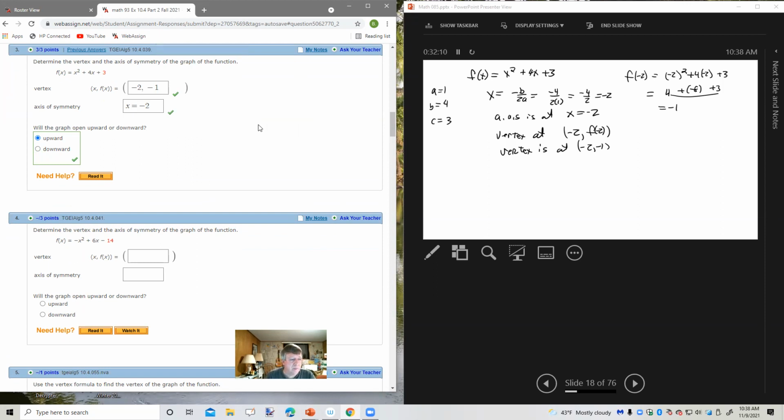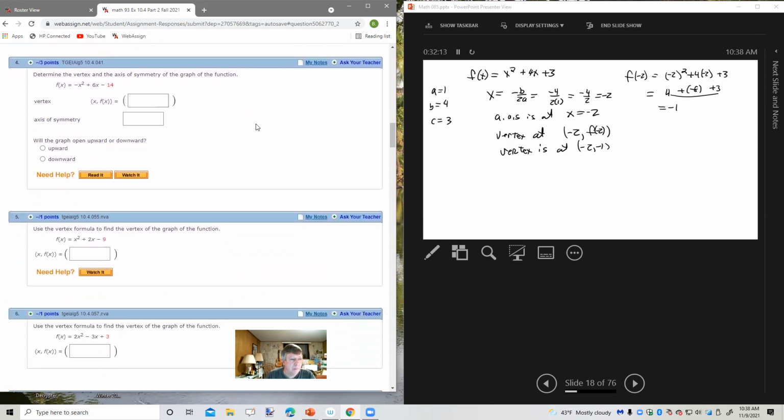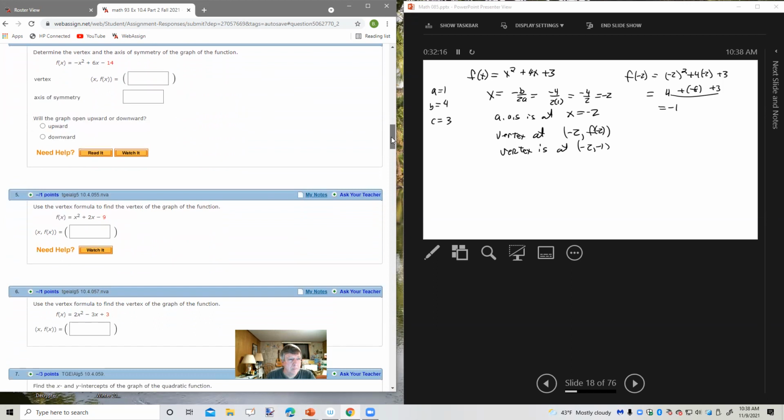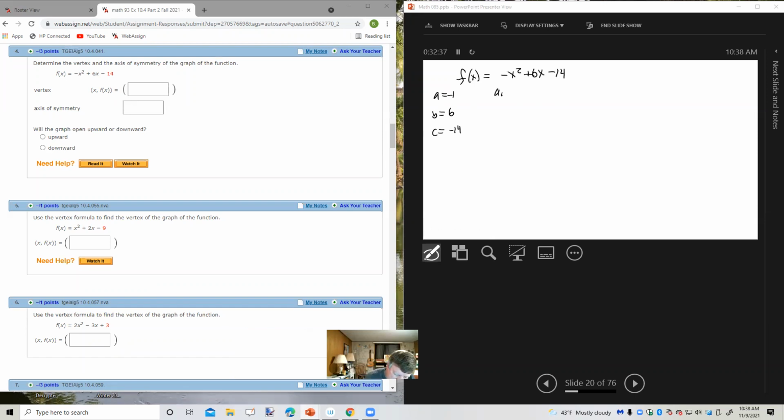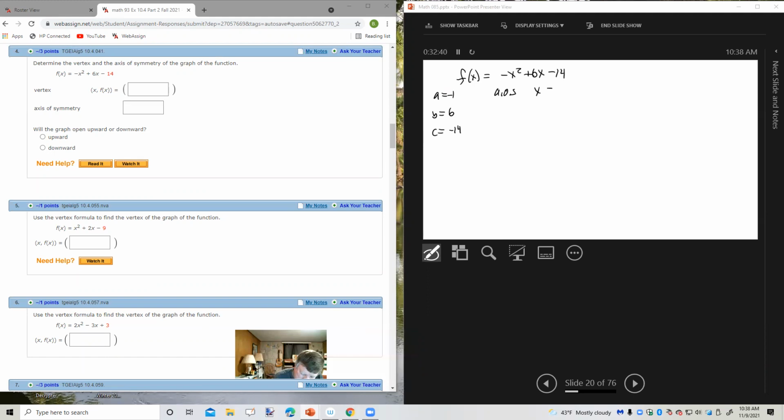All right, let's take a look at problem number 4. So we've got f of x equals negative x squared plus 6x minus 14. So A is negative 1, B is 6, and C is negative 14. To find the axis of symmetry, x equals negative b over 2a, which is negative 6 over 2 times negative 1, which is negative 6 over negative 2, which is 3. So the axis of symmetry is x equals 3.